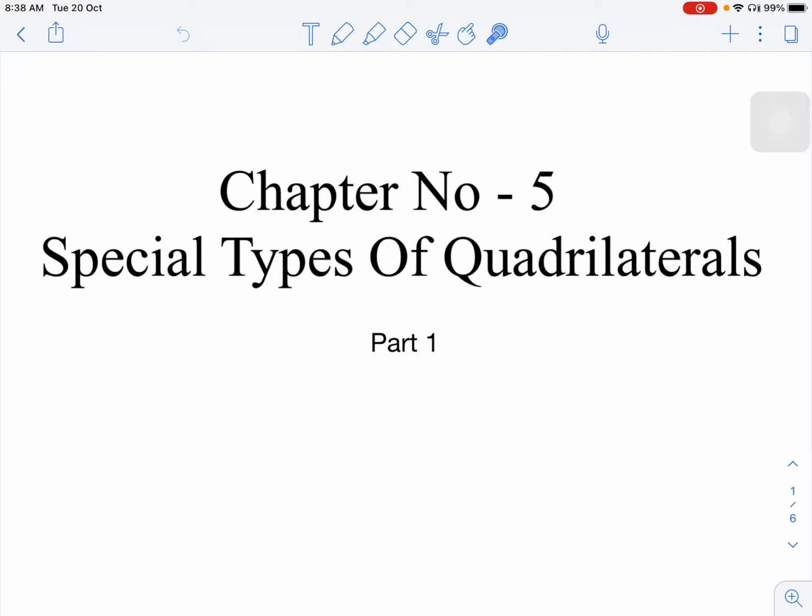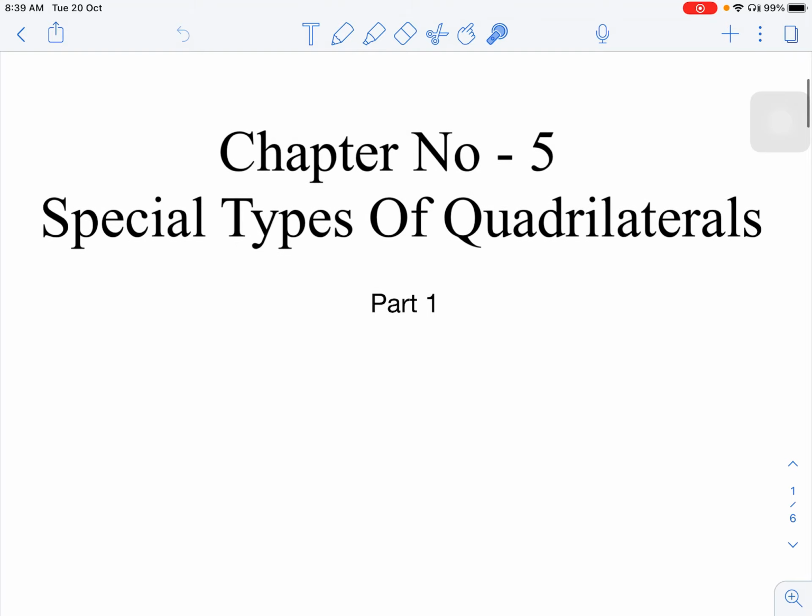So, hello students. Today we are going to start chapter number 5 of class 8, that is special types of quadrilaterals. Okay, so in this part we are going to learn about the different types of quadrilaterals. Already we have seen what a quadrilateral is. Okay, so what is a quadrilateral?